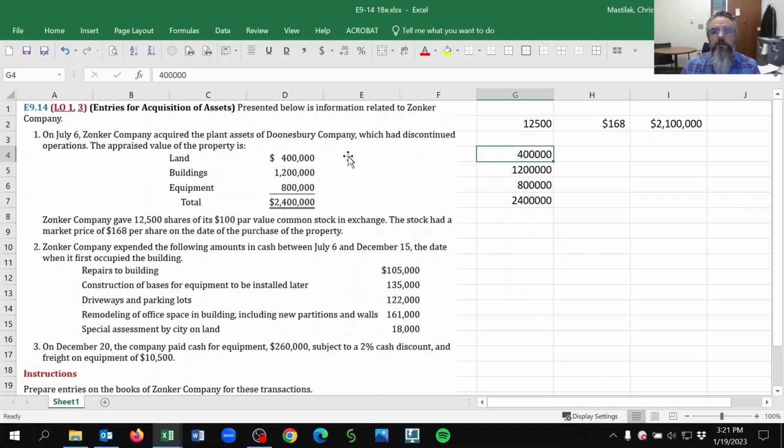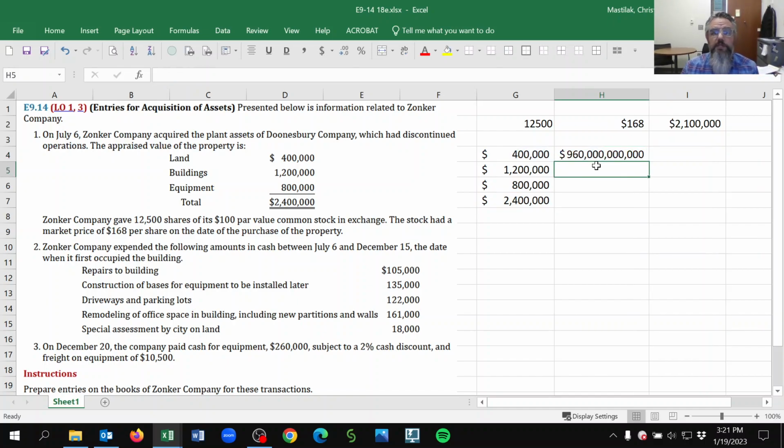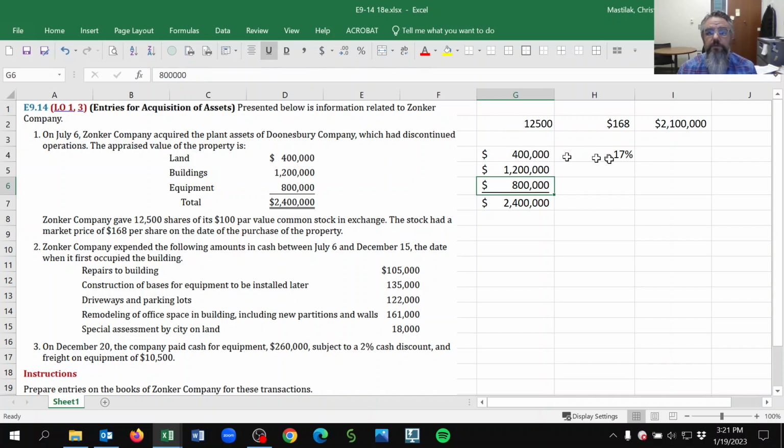So we've got our relative values here. And what we need to do, okay, there's a couple different ways you can do the algebra. For me, the simplest way is to just recognize what percent of the total each of these is. And it's not 17 cents, it's 17%. So 400,000 is 17% of the total value. 1.2 million is 50% of the total value, and $800,000 is 33% of the total value.